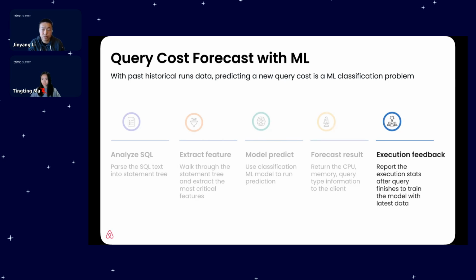And finally, after query execution on a backend Trino cluster, the fitness stats will be saved to a database and then reported back to the forecasting module. The feedback loop can provide the latest query pattern and further improve the prediction accuracy for future use.